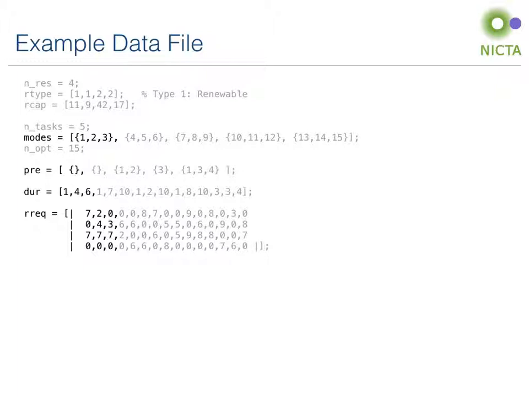For example, task 1 has modes 1, 2, and 3. It has no predecessors, so it can be started at any time, regardless of which tasks have already been completed. In mode 1, it has duration 1, mode 2, duration 4, and mode 3, duration 6. As for resource requirements, the first row corresponds to the consumption of resource number 1. That is, in mode 1, the task requires 7 units of resource 1, mode 2 requires 2 units, and mode 3 requires 0 units.